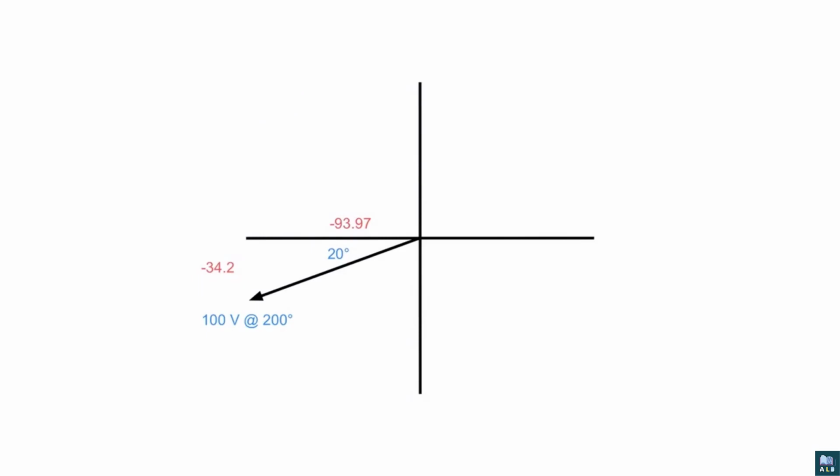But I put down negative 34.2 down there. And then I can express this as negative 93.97 and negative j 34.2. So again, this is polar, this is rectangular. And let's finish it up here in quadrant number 4.